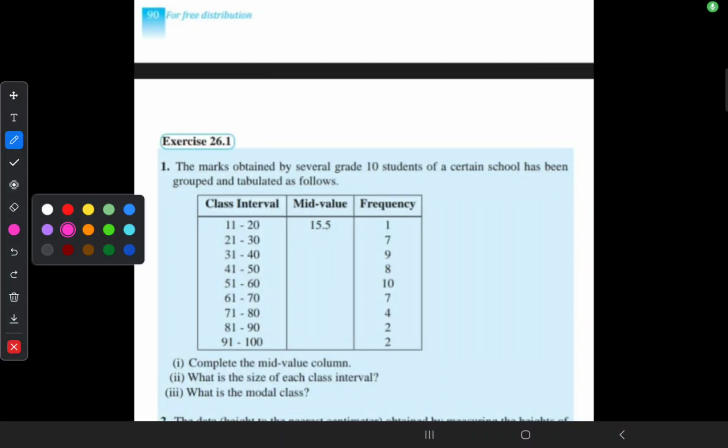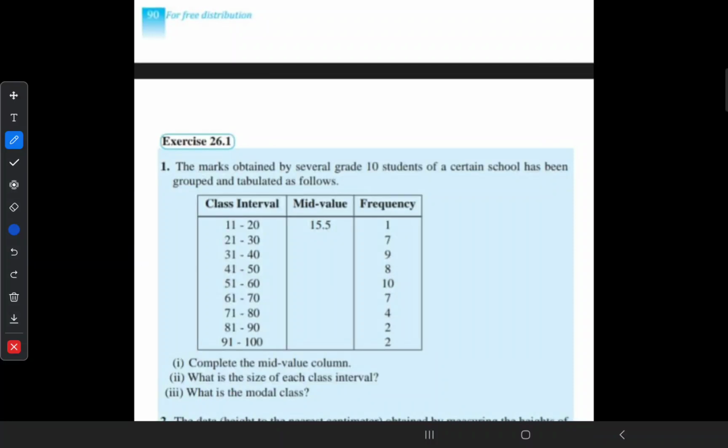In this question, let's see. The marks obtained by several grade 10 students of a certain school have been grouped and tabulated as follows. Okay, class intervals are given. There is a mid value also found and frequencies were given. Let's find the remaining mid values.